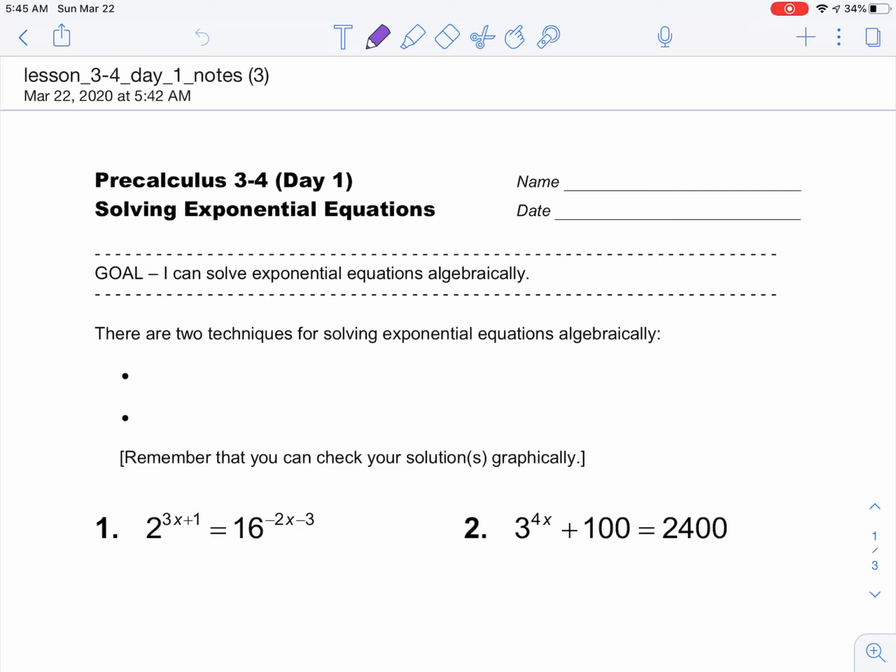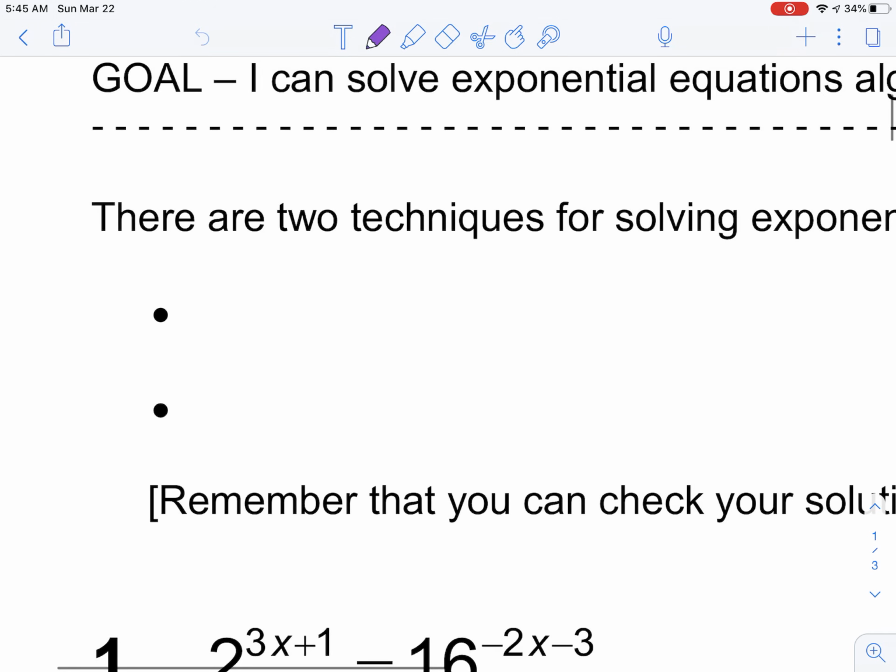Today we're going to do the 3-4 Day 1 notes on solving exponential equations. There are two techniques for solving exponential equations algebraically. The first of which is getting the same base on each side.